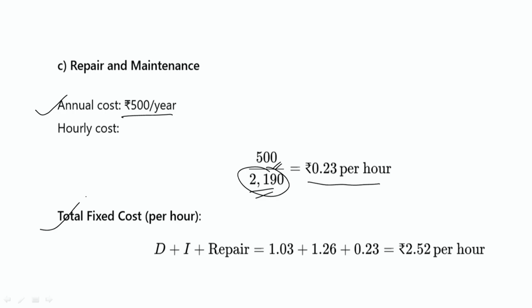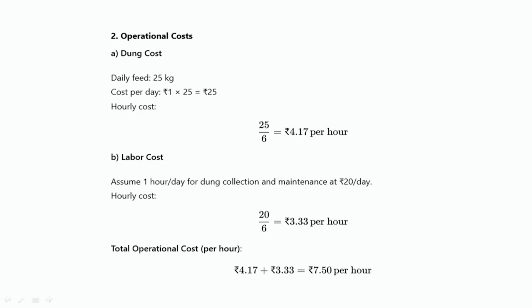So the total fixed cost, accumulating depreciation, the interest in rupees per hour and the repair cost in rupees per hour, is 1.03 plus 1.26 plus 0.23, making it 2.52 rupees per hour. So what will be the operational cost?